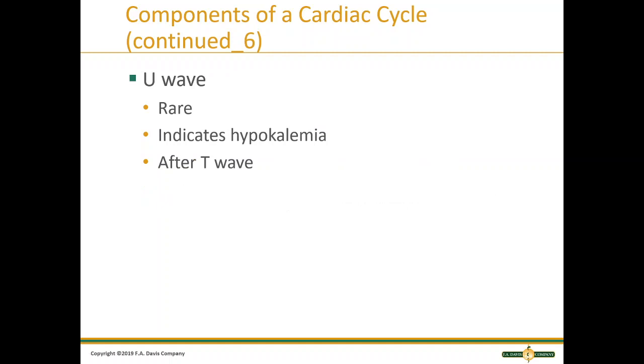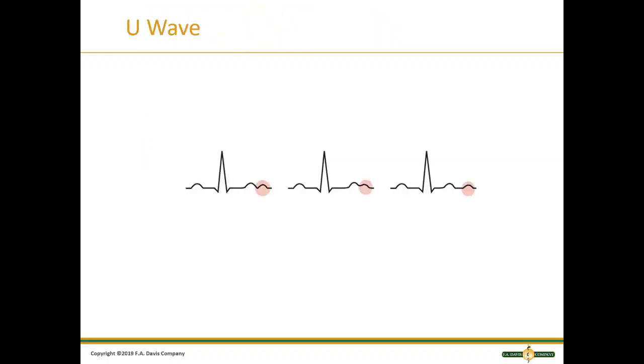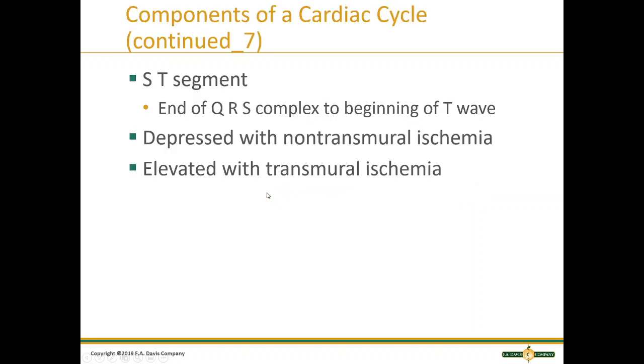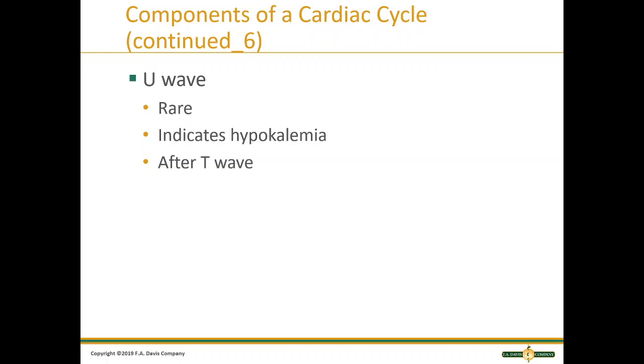Our U wave is rare. It indicates hypokalemia, and that can come after a T wave. So again, you might not know what is going on, but you should know if there's something extra, something that's irregular, I need to call this to the doctor's attention. Okay, so here is a U wave, and you may or may not see it, you might just see a bunch of squiggly lines. That's okay. But if you take a closer look at this now, this would be an irregularity.